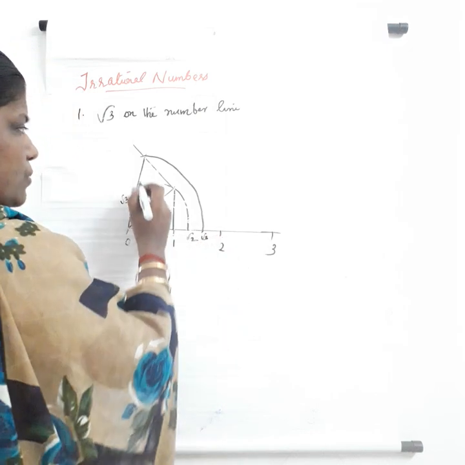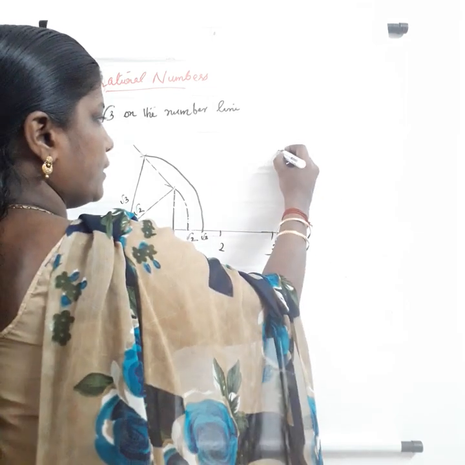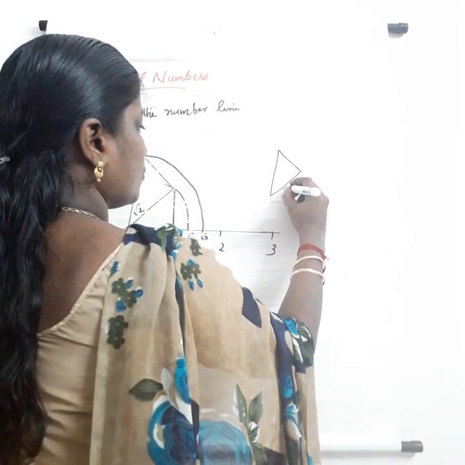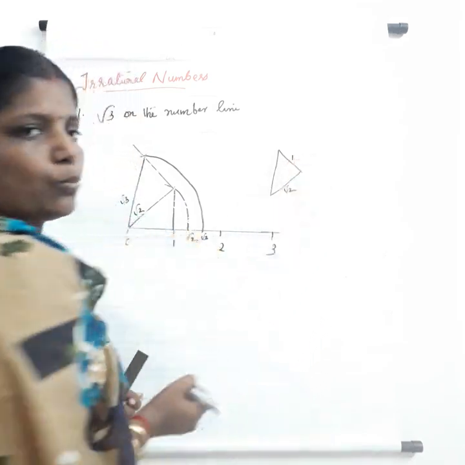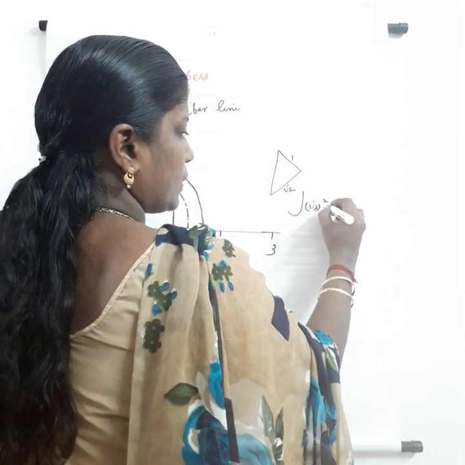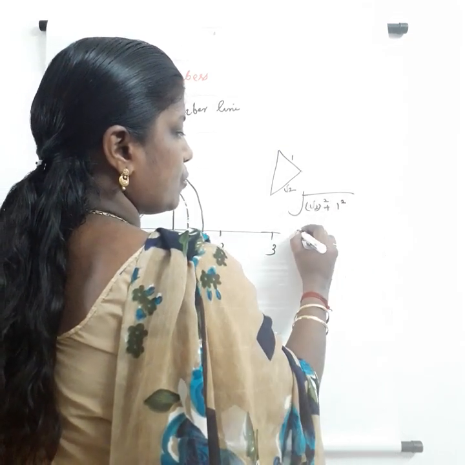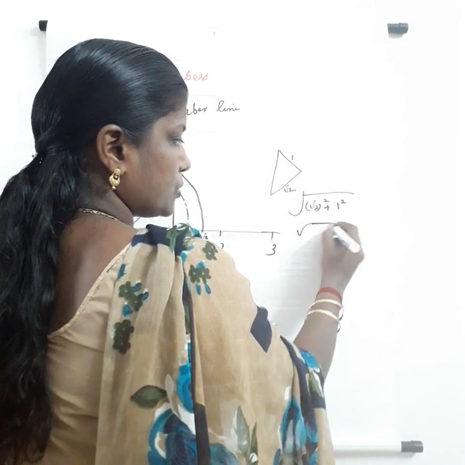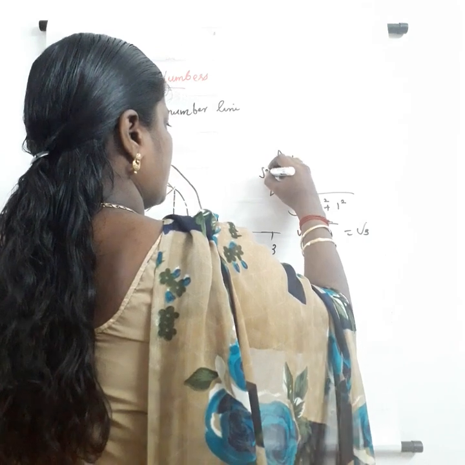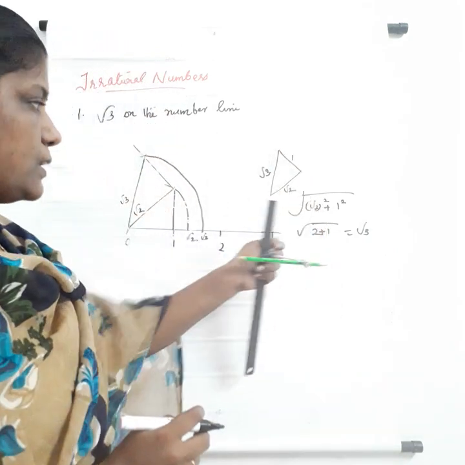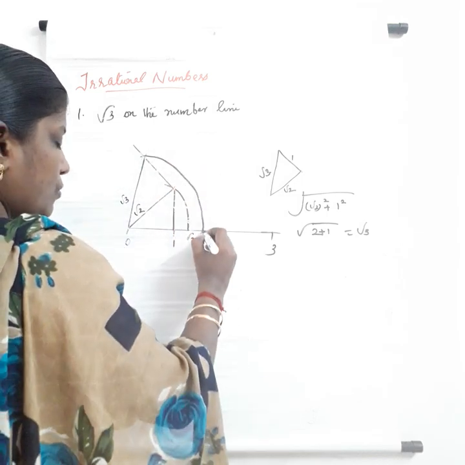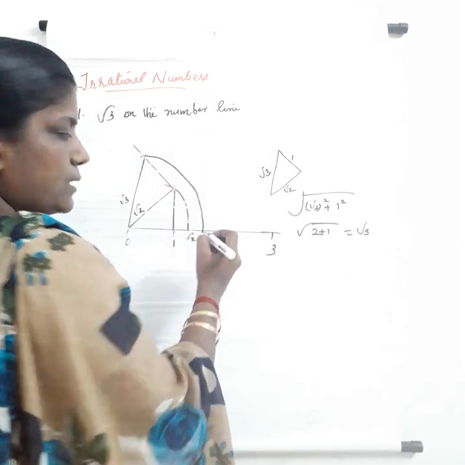How is this root 3? In this right angle triangle, this is root 2, I told you. This is again 1. By Pythagoras theorem, what do you get? Root 2 whole square means base square plus altitude square. Root 2 whole square is 2. 1 square is 1. 2 plus 1 is 3. That is root 3. Like this we are getting this number as root 3. From here you want to draw one arc, then you will get root 3.